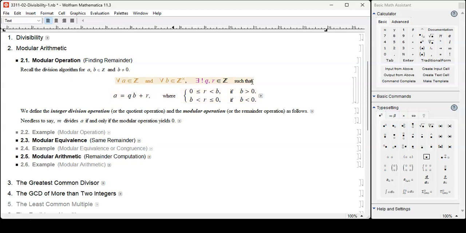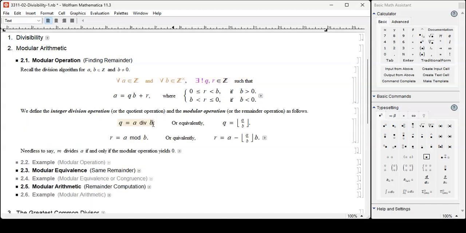That means we can define a double variable function which determines Q from A and B, and also another function which defines R from A and B. Q and R are uniquely determined, so those kind of functions are uniquely well defined, and those kind of double variable functions are called algebraic operations. In this particular case, they're called the div operation and the mod operation, respectively.